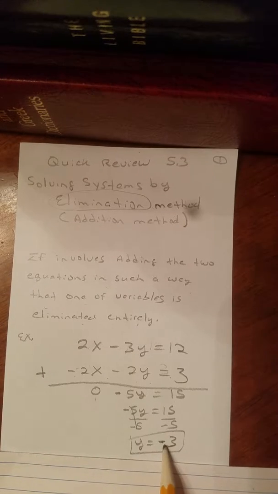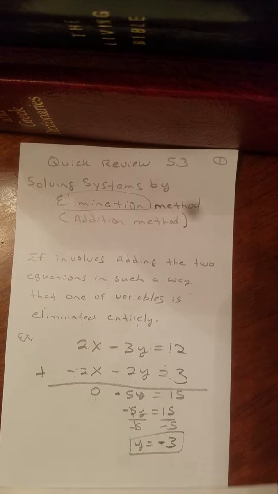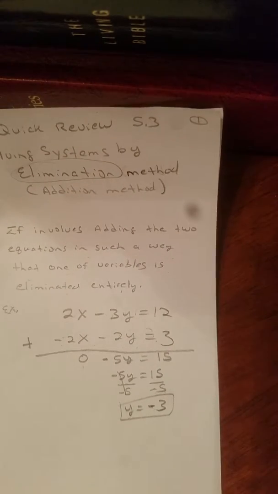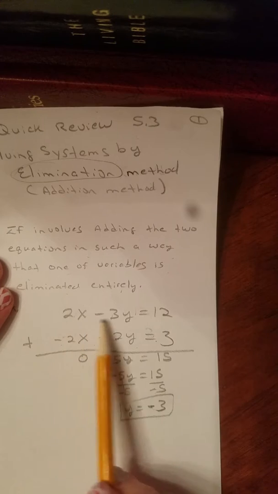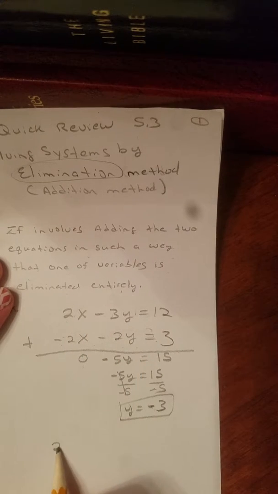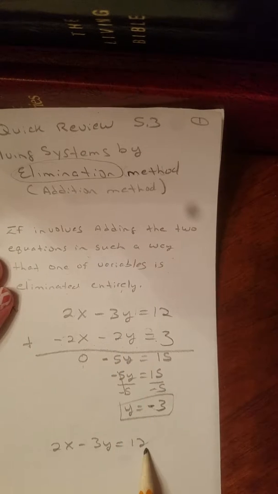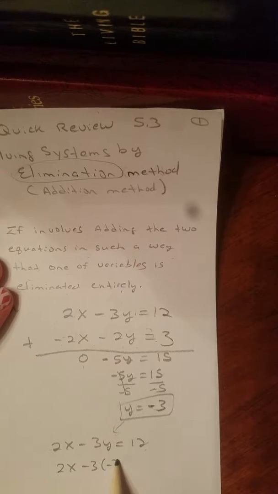So now I have one part of the solution. Now I'm going to take one of the equations, and it doesn't matter which one of the equations. So I'm just going to take the first equation, 2x minus 3y equals 12. I'm going to substitute this in for y so that I can now solve for x.